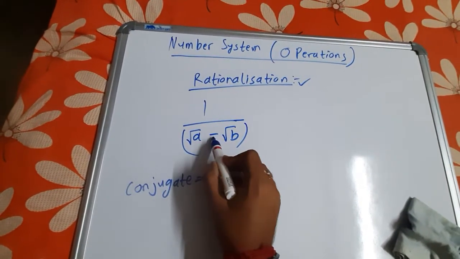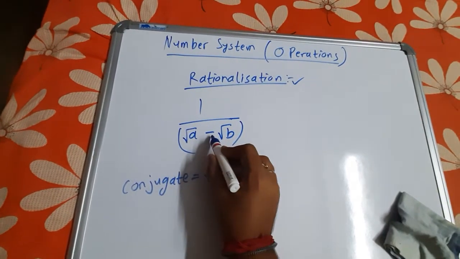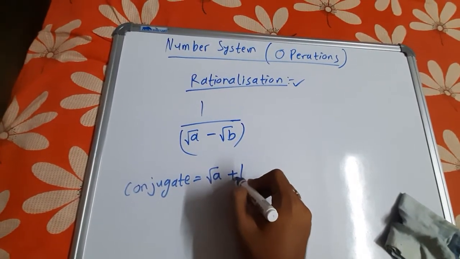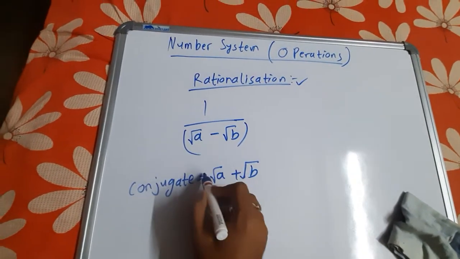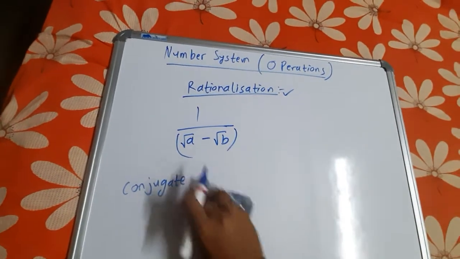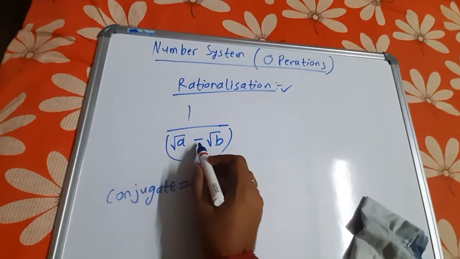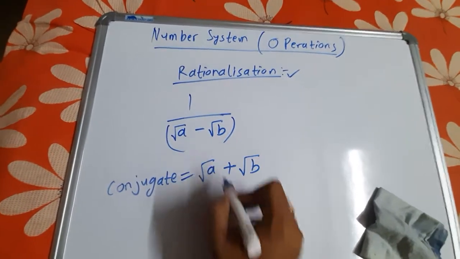What is the conjugate? The conjugate means this sign will be just reversed. So root a, this sign is minus, so it will be plus root b. Only this sign is reversed, not this sign. If this sign was reversed, then there would be a minus, but I am not writing any minus. So only the middle sign is getting reversed.